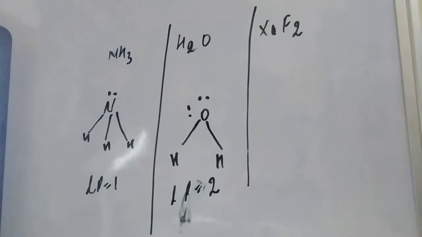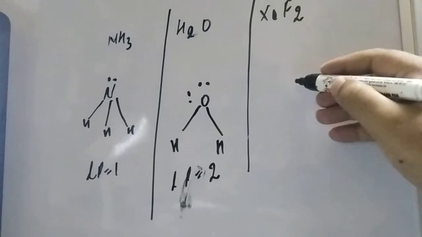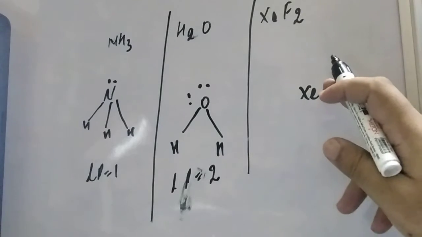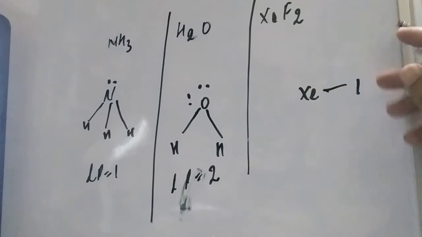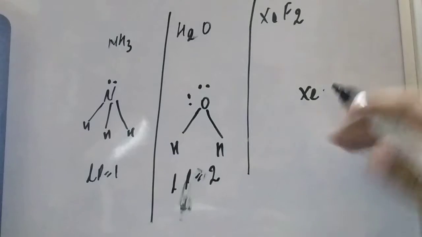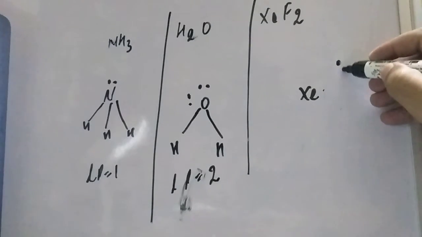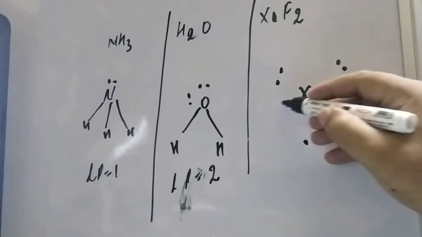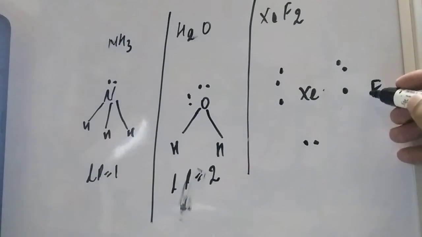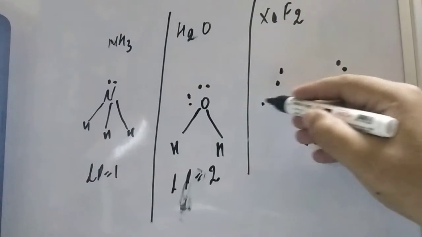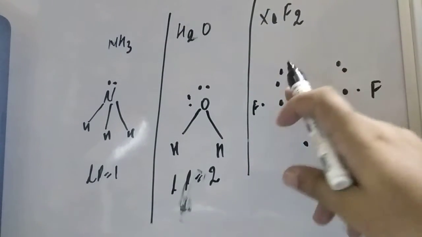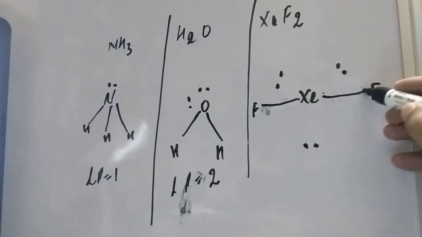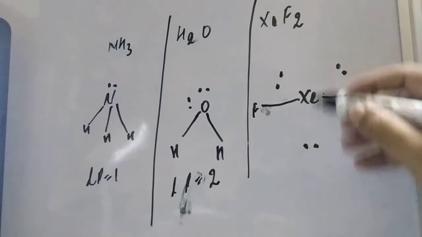That is 2. And if you talk about XeF2, it belongs to group number 18, student. So how much structure will be there? You see, there are 8 electrons. If you talk about Xe, student, here are the 8 electrons, 1, 2, 3, 4, 5, 6, and here 7, 8. And it will form a bond with F, and it will also form a bond with the other F. So here will be the structure. Here the covalent bonds will be there with XeF.